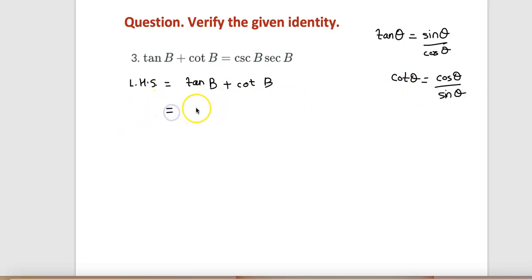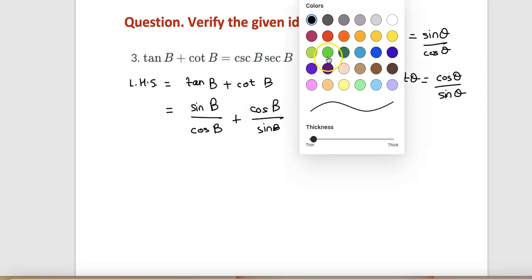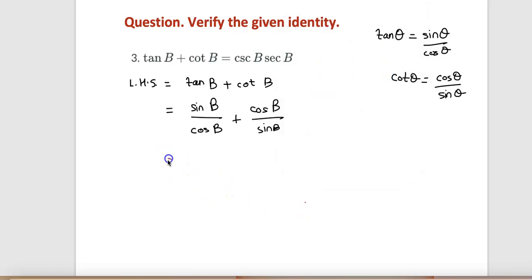So it will change to sine B over cosine B plus cosine B over sine B. What I will do after this is add these two fractions. My denominator will be cosine B times sine B, and the numerator will be sine square B plus cosine square B. I wrote theta over here, it should be B because I have the angle B over here.